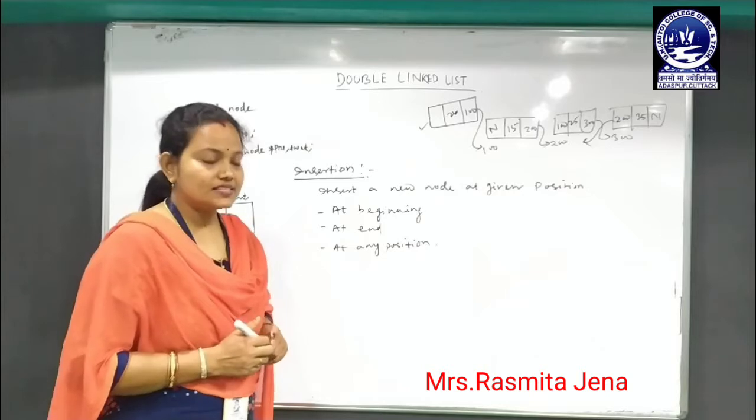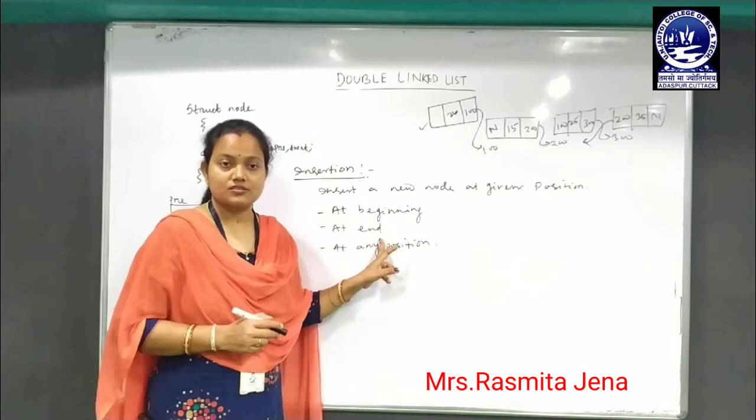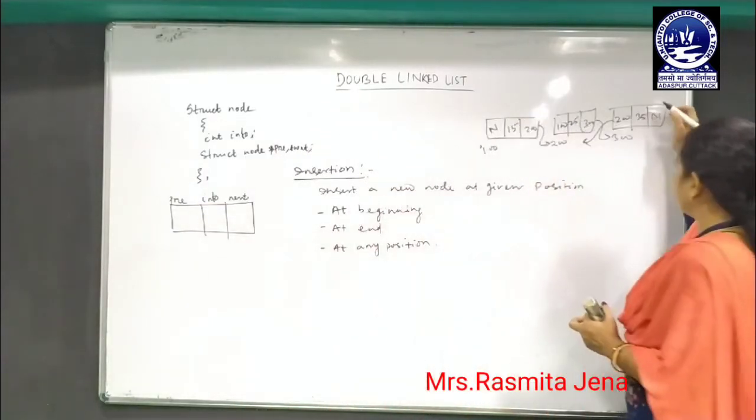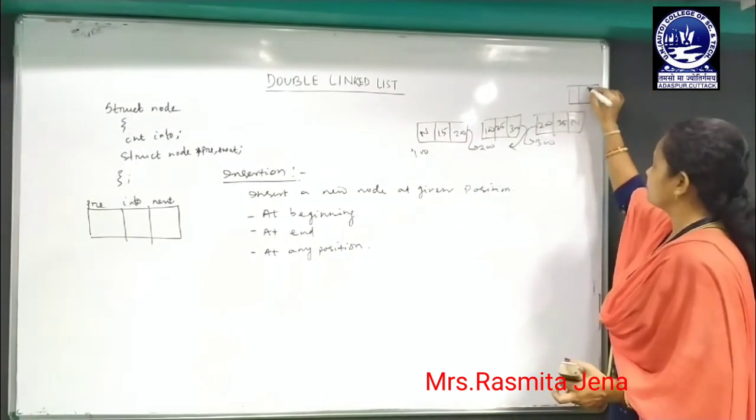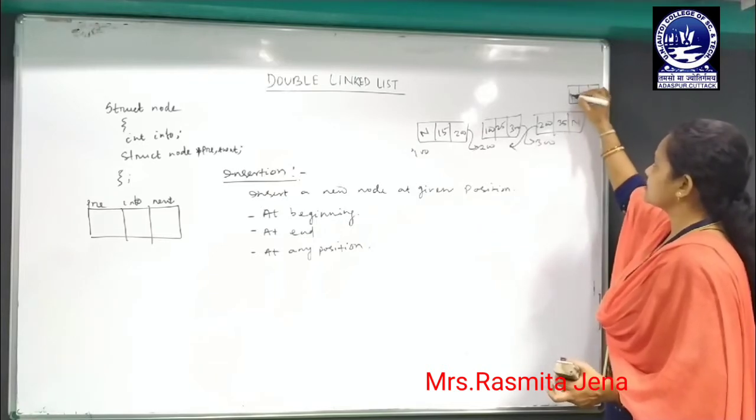Okay. Let us consider we want to insert the node at the end of the double linked list. Let us see how we can execute it. The end of the double linked list means we will insert the node at this location. Suppose this will contain 26 and initially these nodes contain a null value.